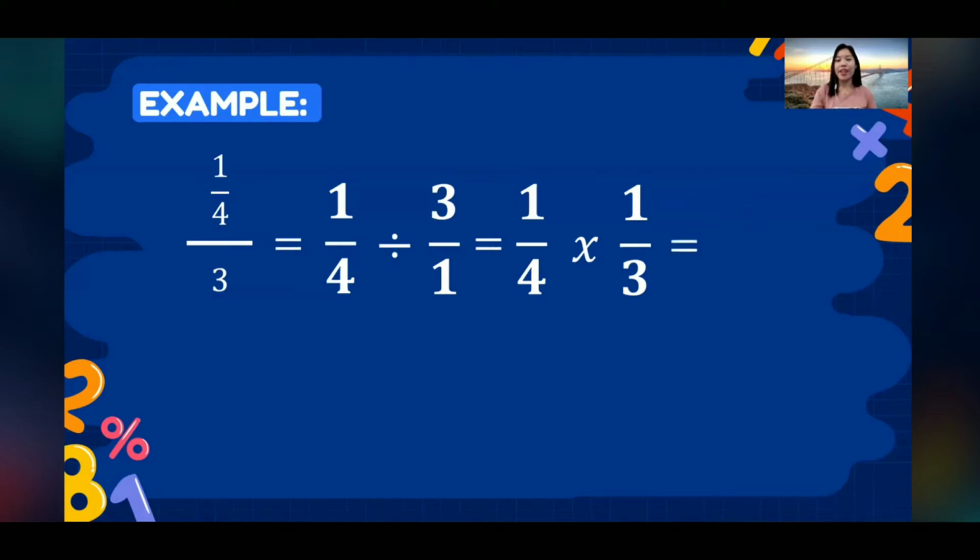Multiply it. Very good. So 1 times 1, 1. 4 times 3, 12. So 1/12. Is 1/12 our final answer? Yes, it is, because we can no longer simplify this fraction. This one is already in its lowest term.